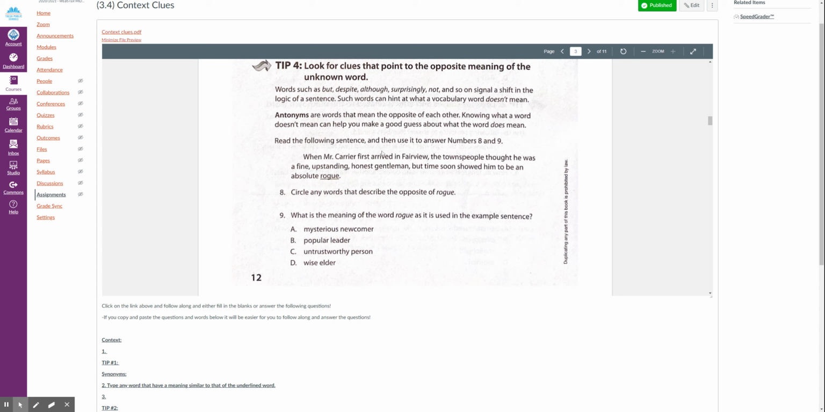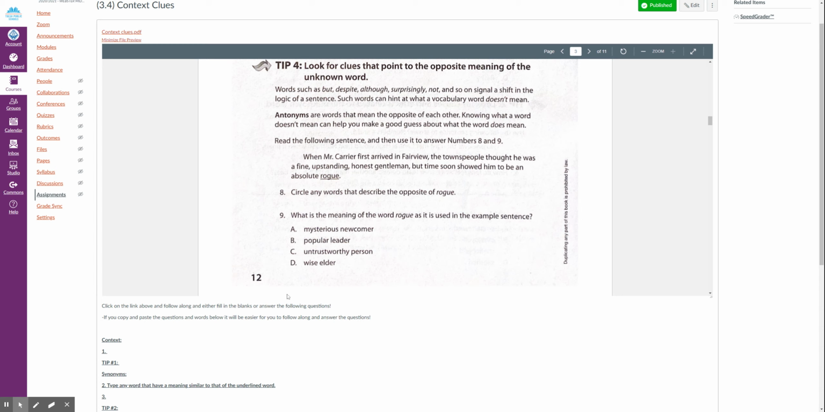Read the following sentence and then use it to answer numbers 8 and 9. 8 and 9 will be our last questions for this assignment. When Mr. Carrier first arrived in Fairview, the townspeople thought he was a fine, upstanding, honest gentleman, but time soon showed him to be an absolute rogue. Number eight says circle any words that describe the opposite of rogue.